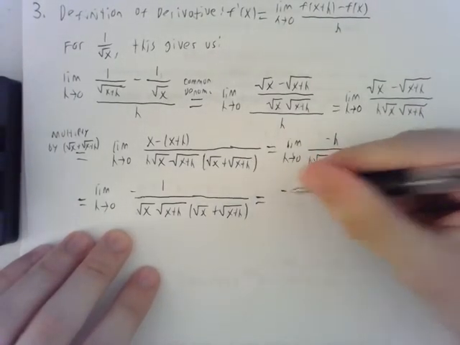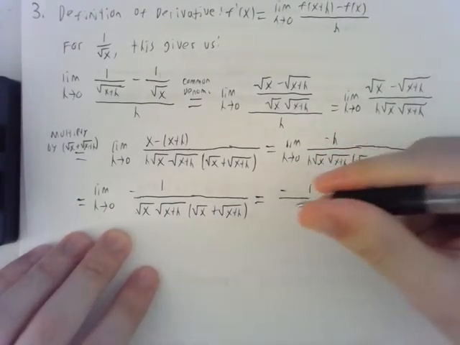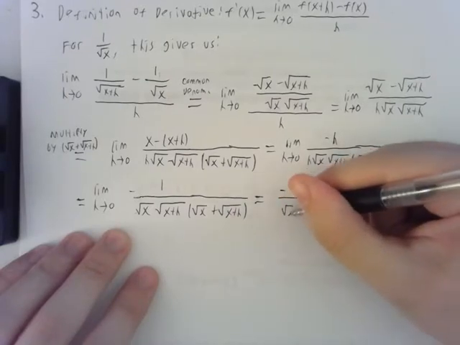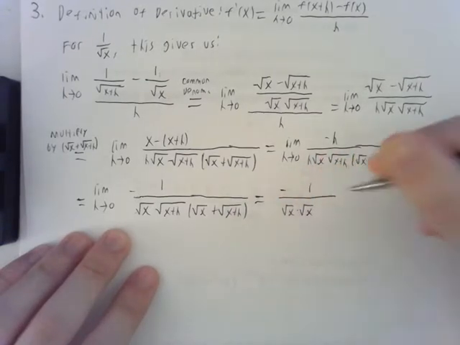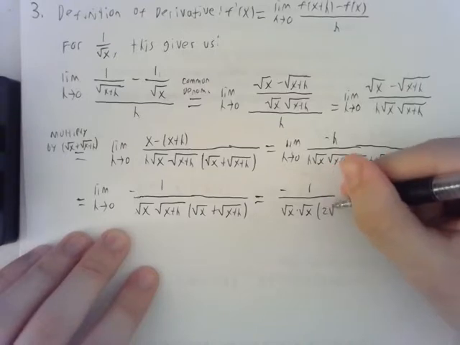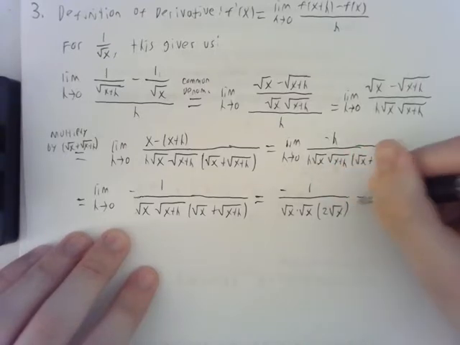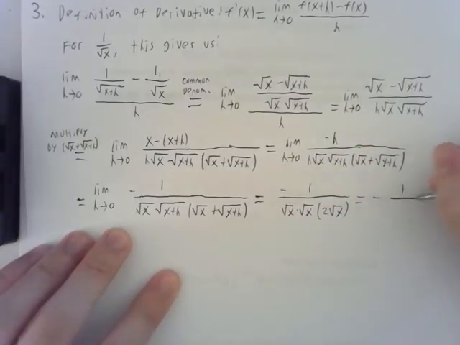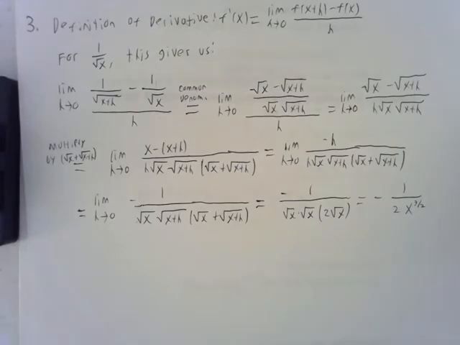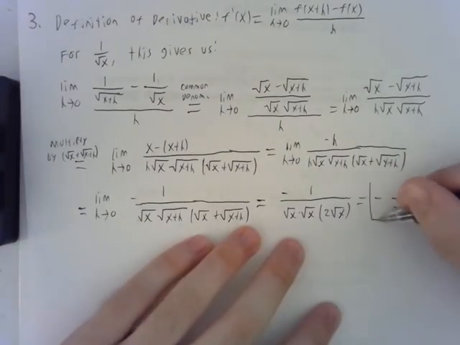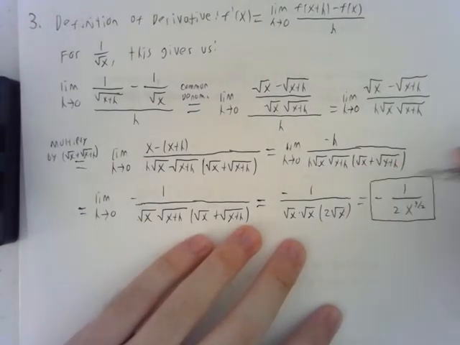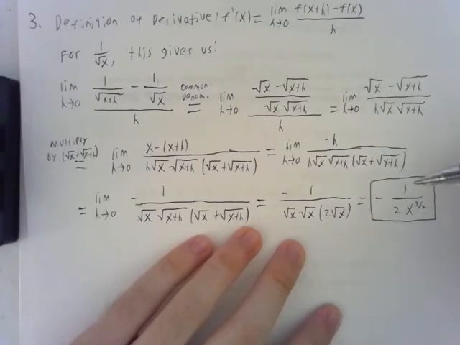That gives us negative 1 divided by square root of x times square root of x times 2 square root of x, which gives us negative 1 over 2 x to the 3/2 power. And this is, in fact, the same result that you would get if you were to apply the power rule to this function. So we get the result that we expected.